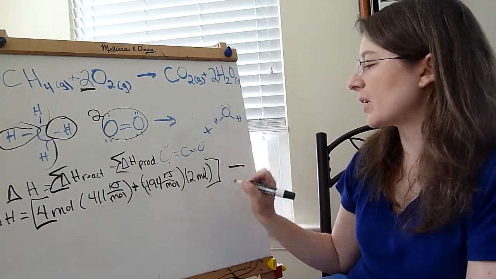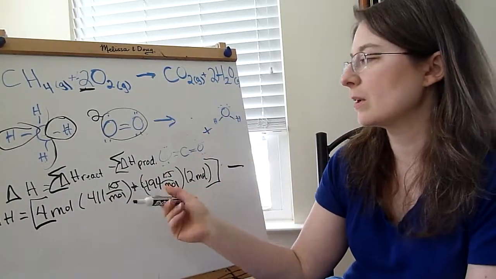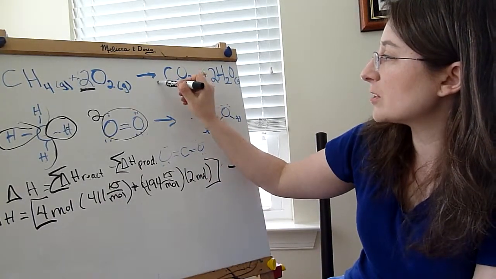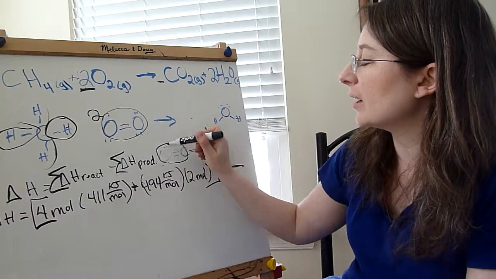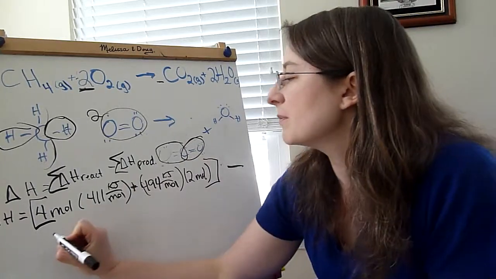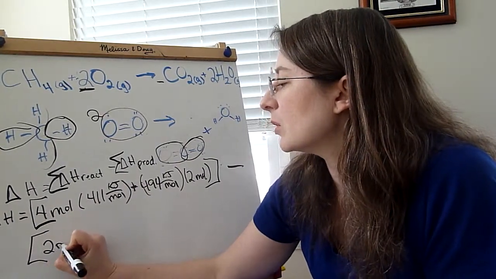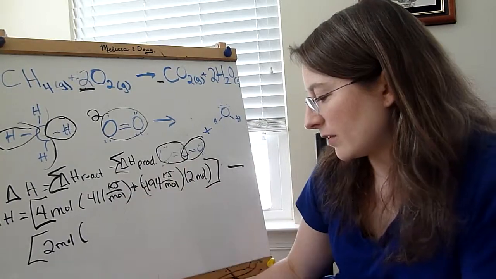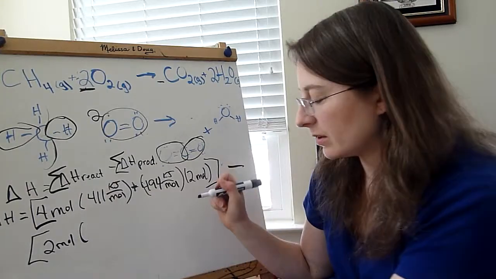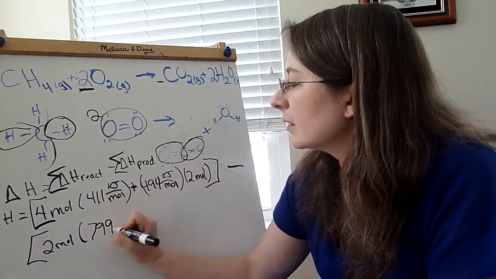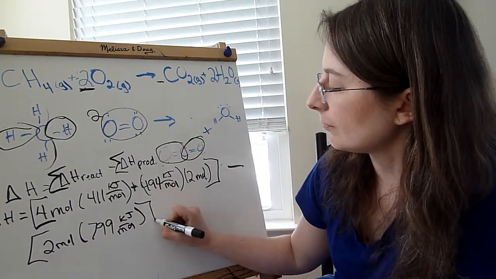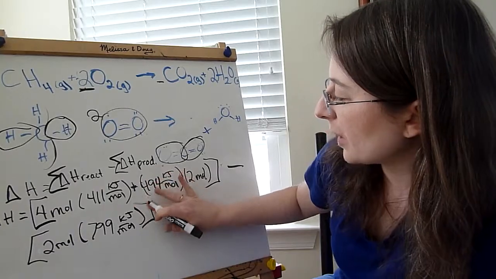But now subtract and come down to the next line for the products, because it's too long for my board. So products, I've got carbon dioxide, just 1 mole in the balanced equation, but I've got a CO double bond here and a CO double bond here, effectively 2 moles of bonds. 2 moles times, and if I look on the chart, the CO double bond, 799 kilojoules per mole. Ooh, don't close the bracket yet.